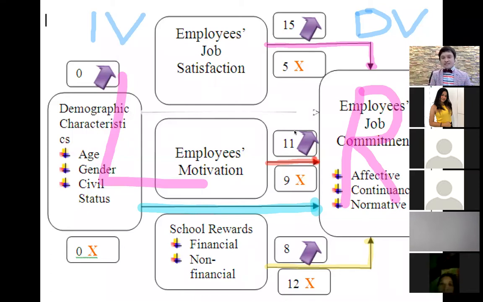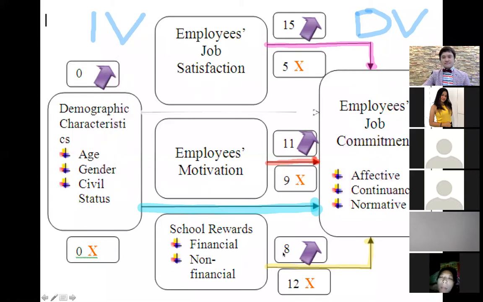Yung arrow, pwedeng baligtarin or hindi? Hindi rin po. Hindi rin pwedeng baligtarin. Dapat yung arrow is pointing towards the right side of the corner. Parang boxing lang, no? Right side of your paper. Towards the dependent variable. So I hope that is clear to everyone. Any question about IV and DV? Before I move on to the next topic.